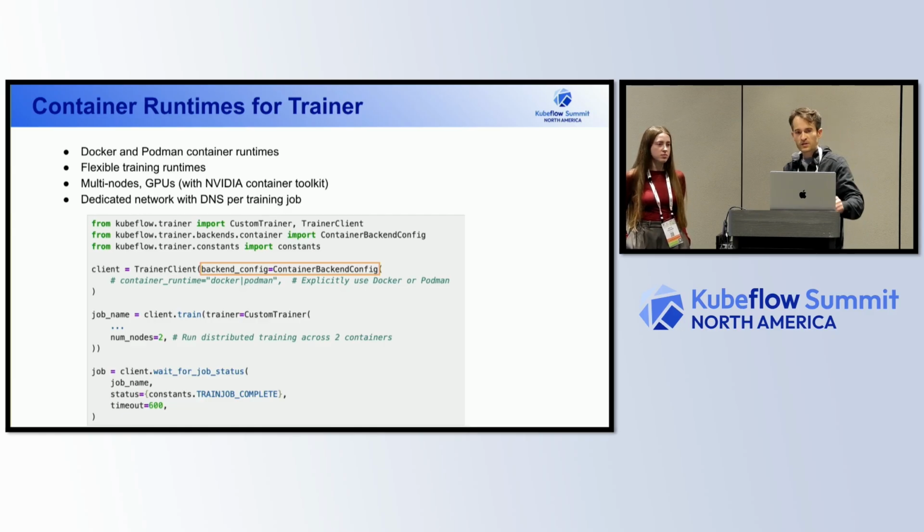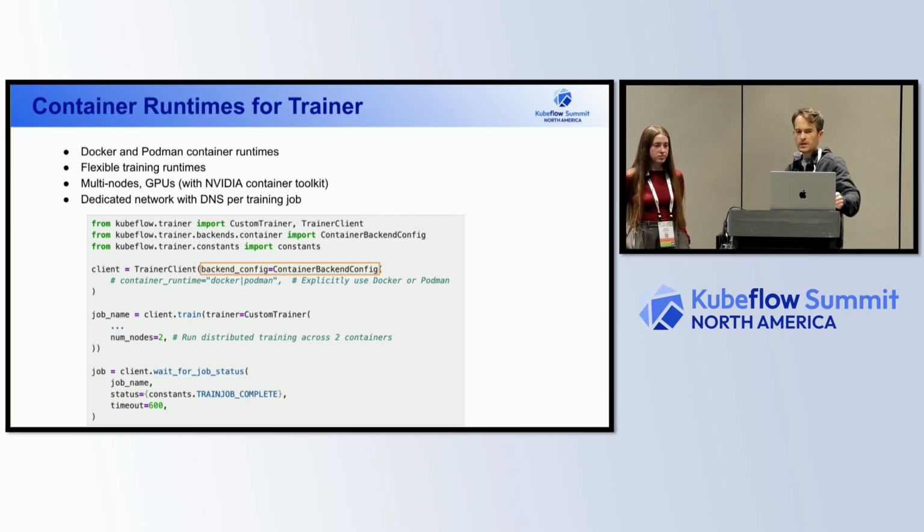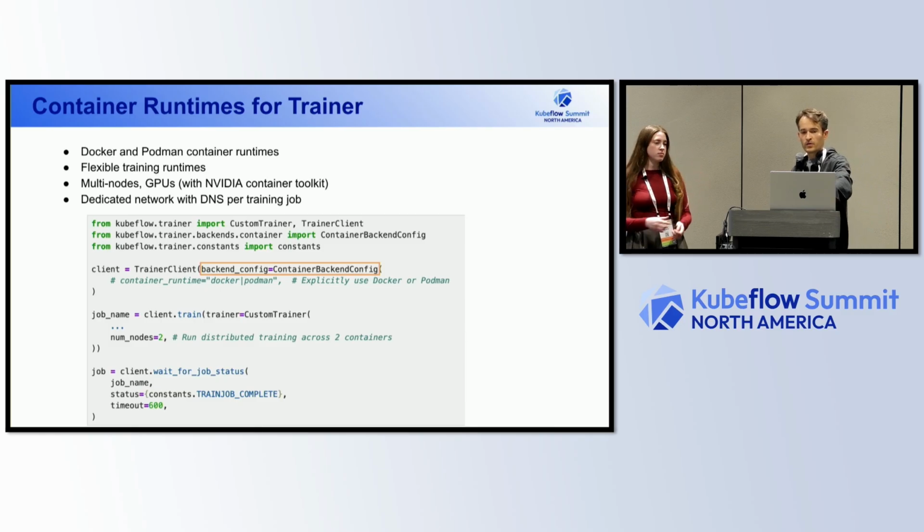And one thing to notice as well, when you do distributed model training jobs, you have one dedicated network with DNS support for each training job. And as in the previous slide, the only difference when you want to use that container runtime is the backend config parameter, where you have to use the container backend config. And there you can override. By default it tries to auto-detect what container runtime you have installed locally on your machine, but you can still explicitly set it with the container runtime parameter.